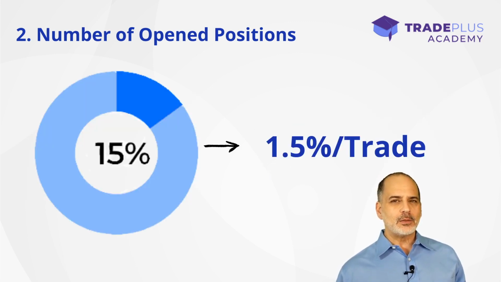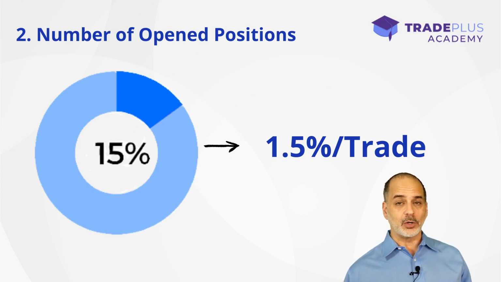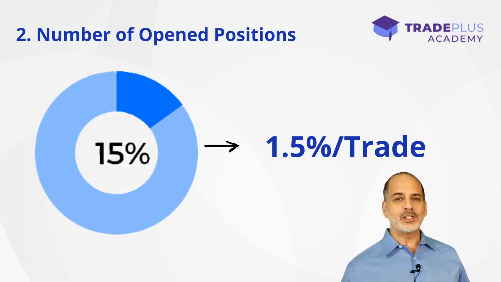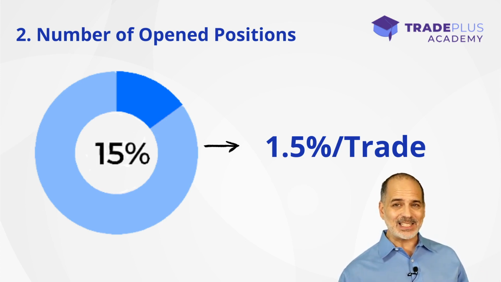Suppose you're willing to take up to 15% of risk of your overall capital, and you're taking 1.5% risk in each trade. Well, your open positions shouldn't exceed 10 at any time.